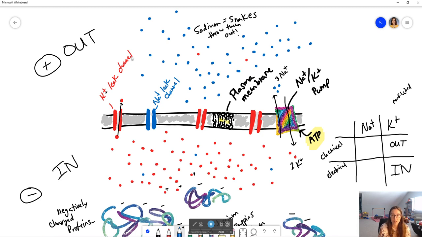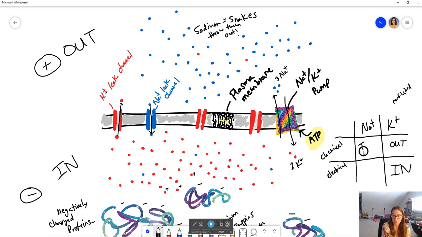And so when we have these sodium leak channels, which direction is sodium going to go? It's going to go down its concentration gradient. Sodium is going to try to go inside the cell. So chemically, sodium is going to want to go from an area of high concentration to an area of low concentration. Chemically, sodium is going to want to go inside the cell.